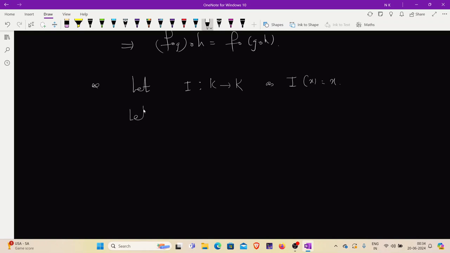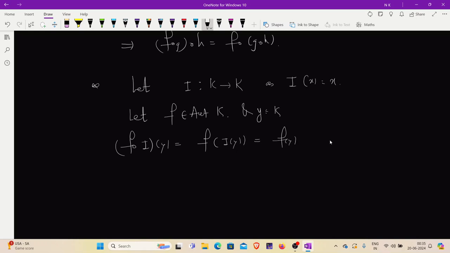Now consider any f belonging to Aut(K), and let's take any element, say y, to avoid repetition of x. So now, what is f∘I of y? That is simply f of I of y, but I is the identity map, so this is f of y, and this is true for any y belonging to K. So f∘I and f are equal maps. Similarly, we can verify that I∘f is equal to f.